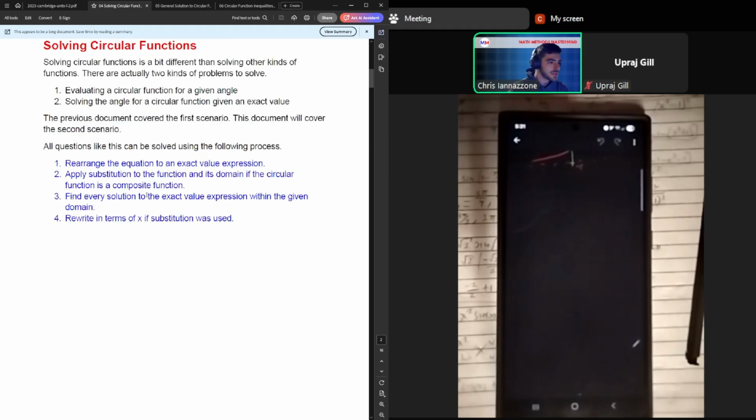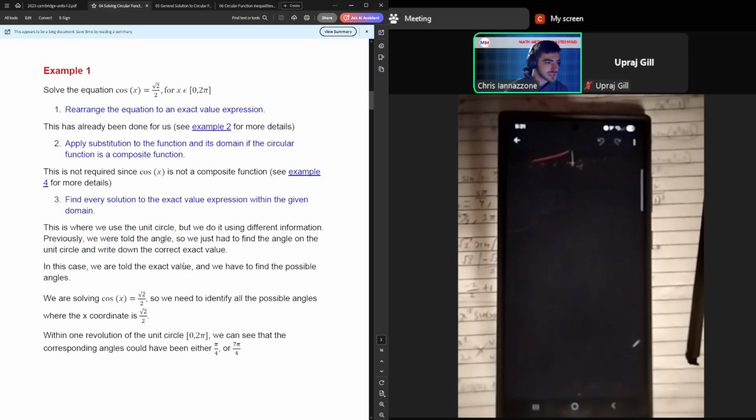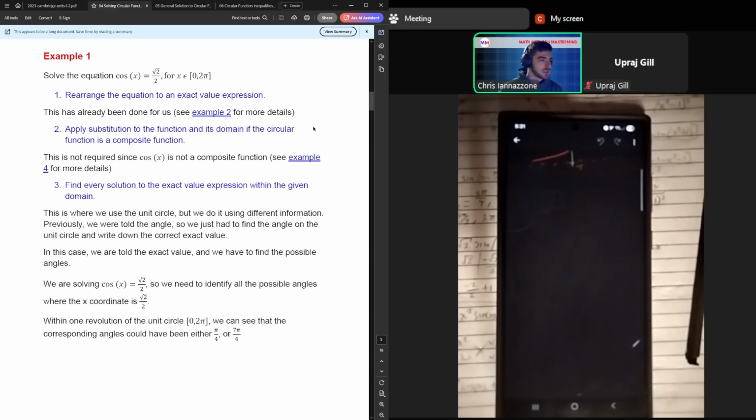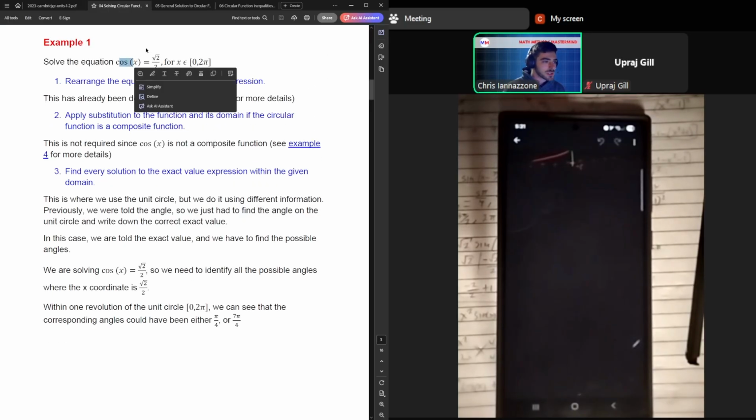Let's go. So, in all cases, solving circular functions is effectively a four-step process like this. That's just a bunch of text on a screen. Let's try a few examples and apply it to those. So here's a pretty textbook example of a question that might come up. We're just looking for where cos is equal to root 2 on 2, and we're solving for a particular domain, in this case from 0 to 2 pi inclusive.